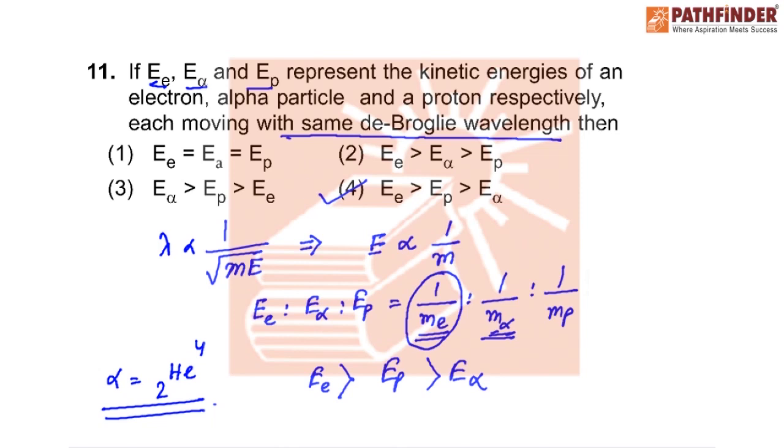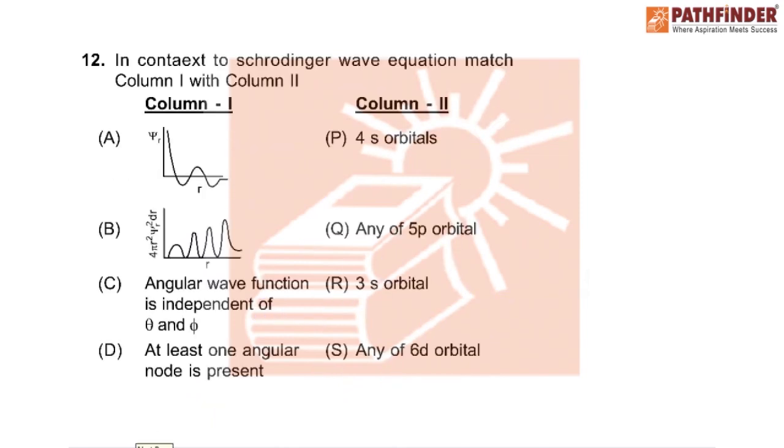Moving to the next topic, that is the quantum model. Let us have a look at this problem first. Again, they are asking to make a match between column 1 and column 2. In column 1, a few graphs and information related to wave functions are given, and in column 2, they are asking to relate those graphs related to the wave function with the corresponding orbitals. So let us have a look at the first one, option A.